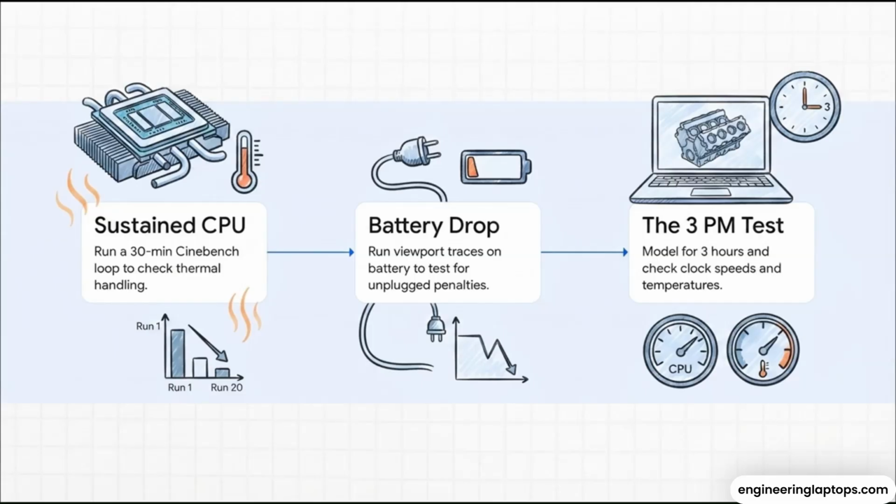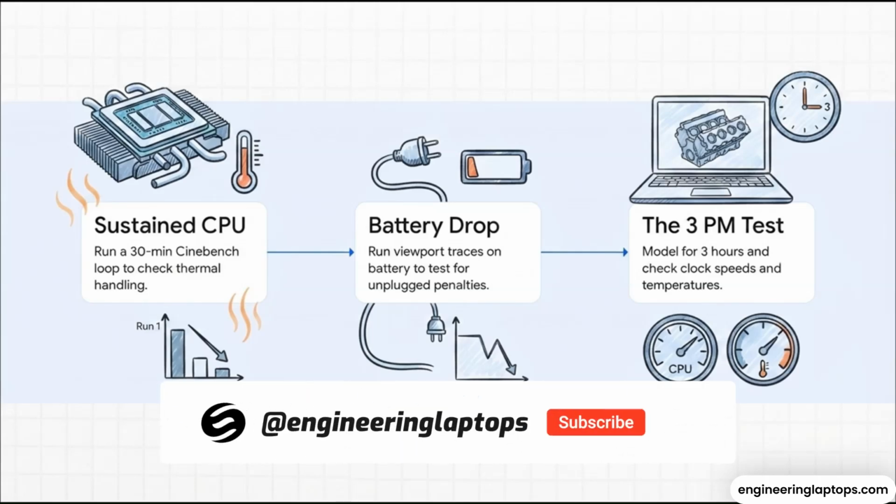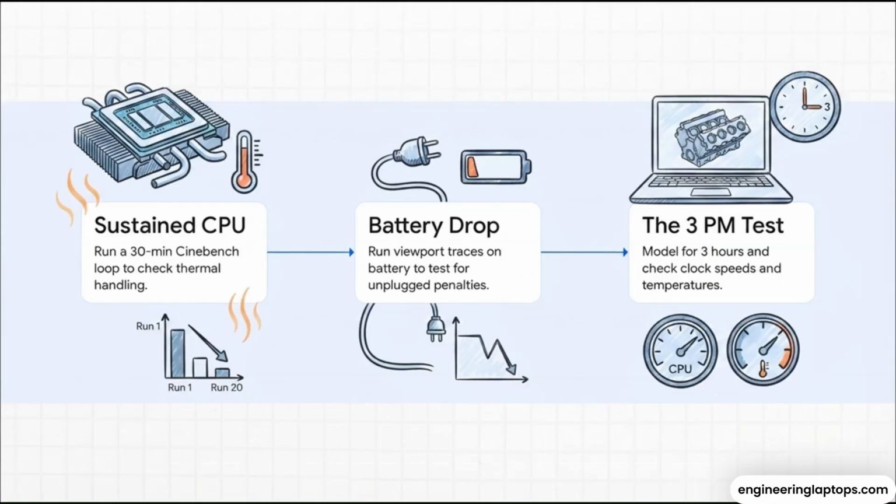First, the sustained multi-thread loop. Run a 30-minute synth-bench loop and compare run 1 to run 20. A single 90-second benchmark is basically just marketing. Run 20 tells you how the cooling system actually handles sustained heat.